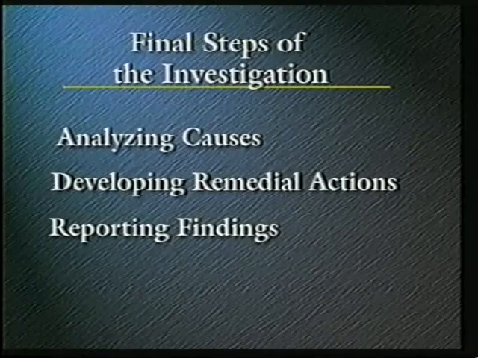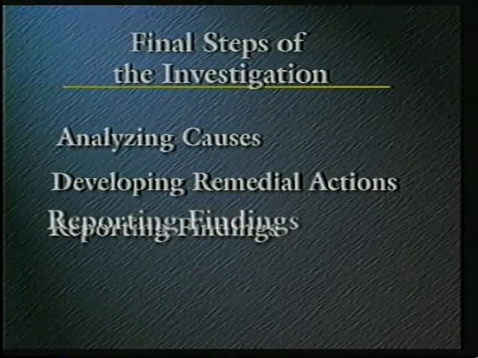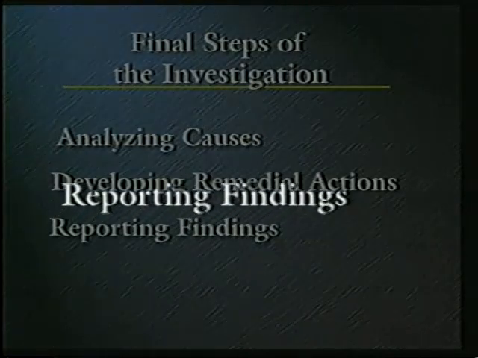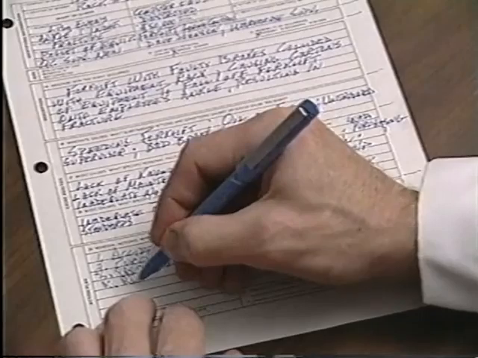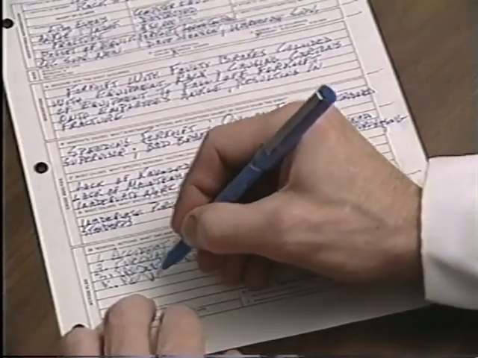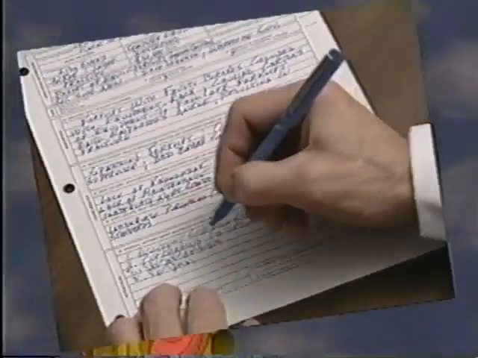After the causal analysis and development of remedial actions, the investigation report puts the investigation all together in a brief summary. This allows for the findings to be reviewed at the next higher level of management. Your report should be brief, factual, and clear. A standard form is helpful. At this time, stop the video and obtain a copy of your company's accident investigation report. Restart the video when this is done.